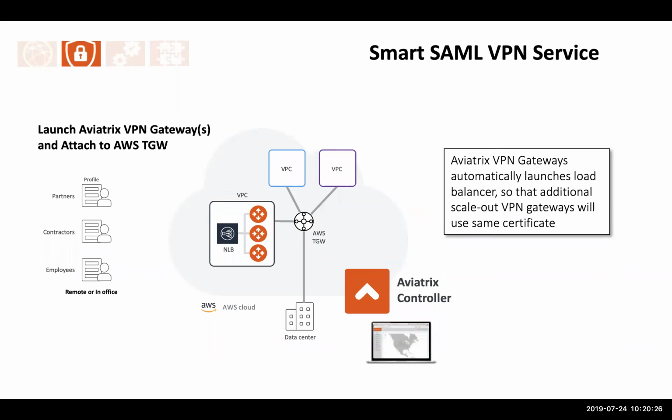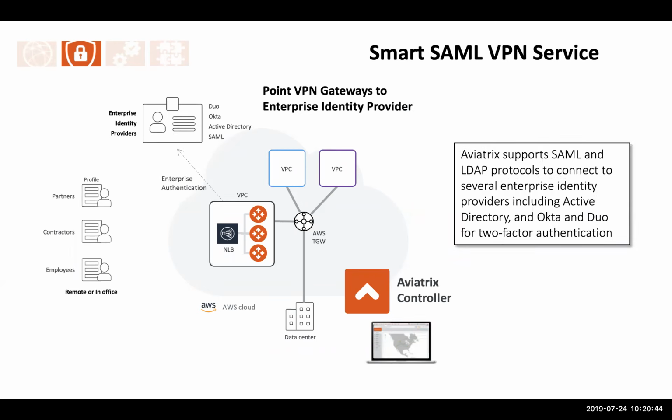Now, automatically, we'll spin up a load balancer here so that the users only need one type of certificate. You don't have to say, okay, if you're coming through this VPN, you have to use this certificate, and if you're going through this VPN, you have to use a different certificate. We make it so that they can have one certificate and then load balance out to multiple of our gateways. Then you connect those gateways to your enterprise identity provider. So in this case, you can use Active Directory, you can use SAML, you can use Duo for two-factor authentication, you can use any authentication method that you want.